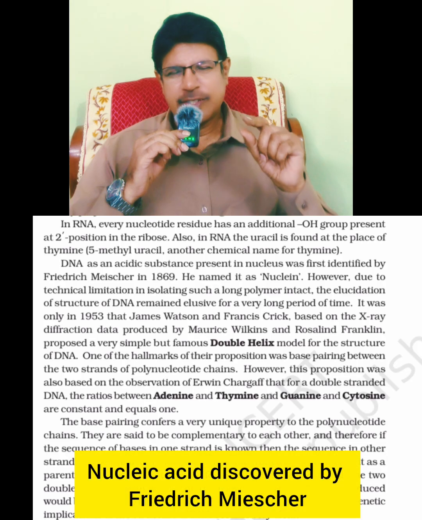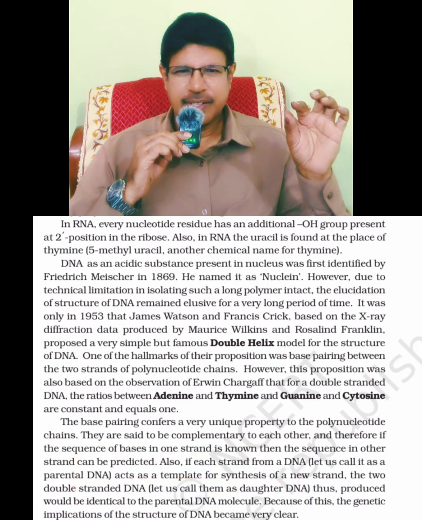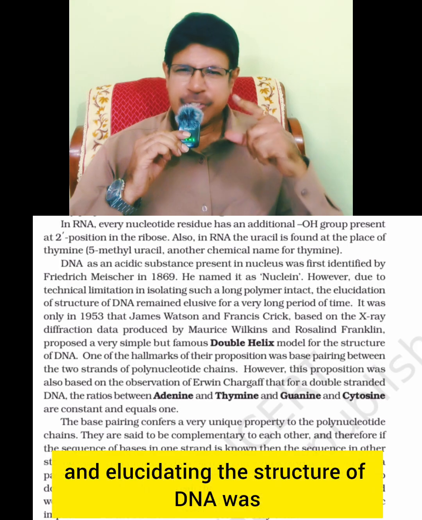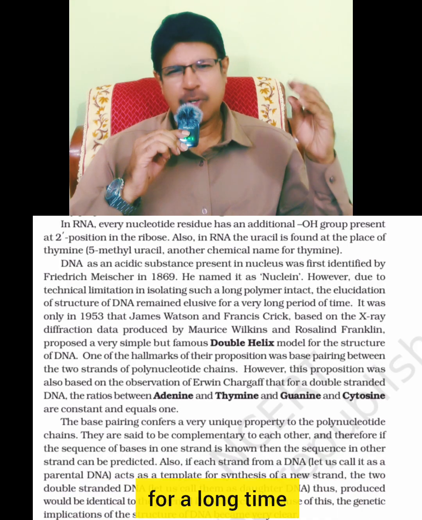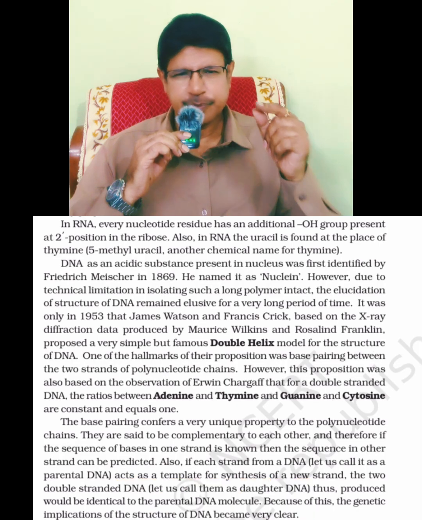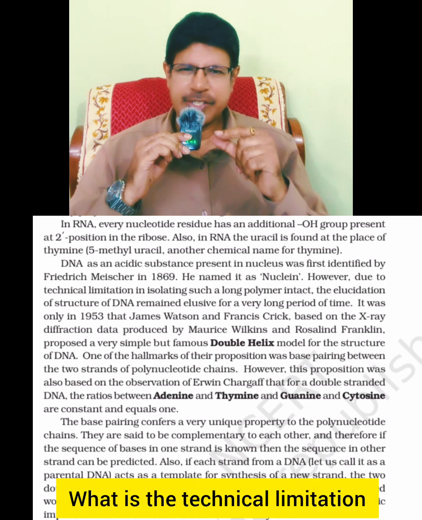Nucleic acid was discovered by Frederick Miescher, who called it nuclein, having acidic properties. Elucidating the structure of DNA was elusive for a number of years, for a long time. Why was it elusive? Because there was a technical limitation. What is the technical limitation?